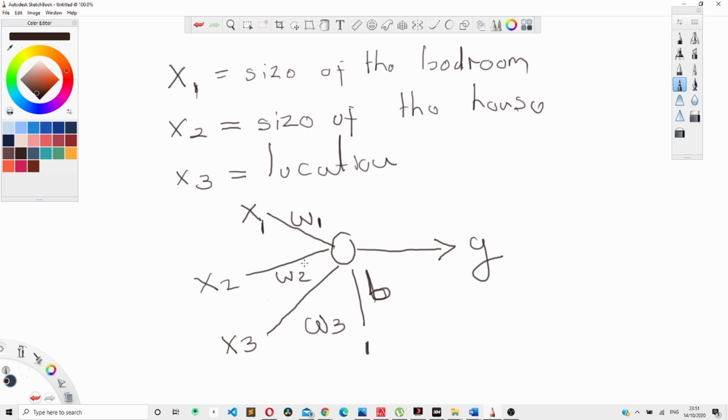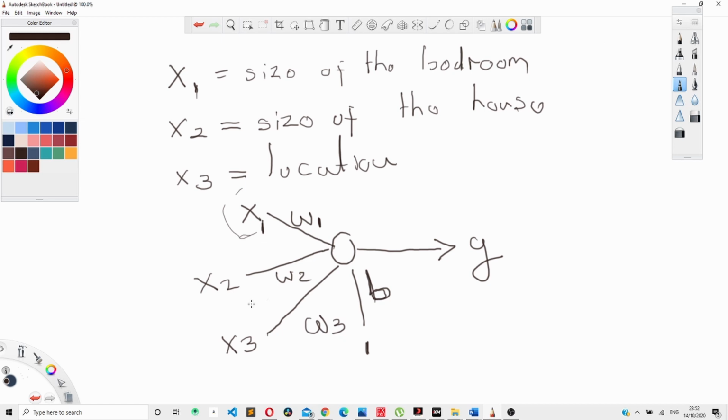The weights are used to calibrate how the neuron works, and they are also used to determine the priority of the inputs. The weights are going to determine if x1 is going to be considered more than x2, or x2 is going to be considered more than x3 or x1. That's what the weights are for.